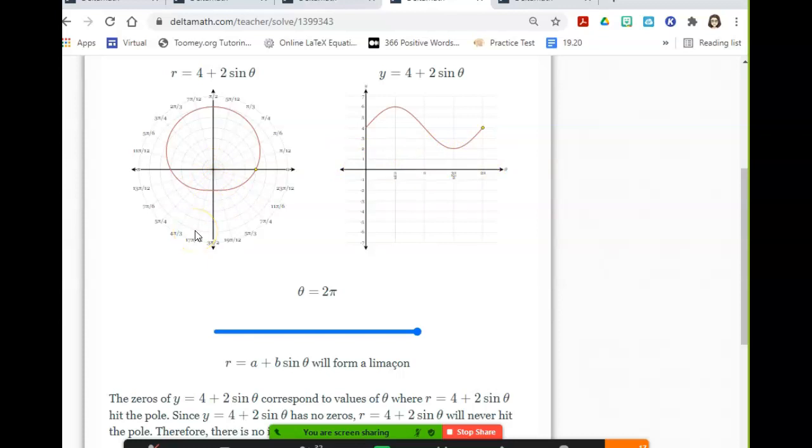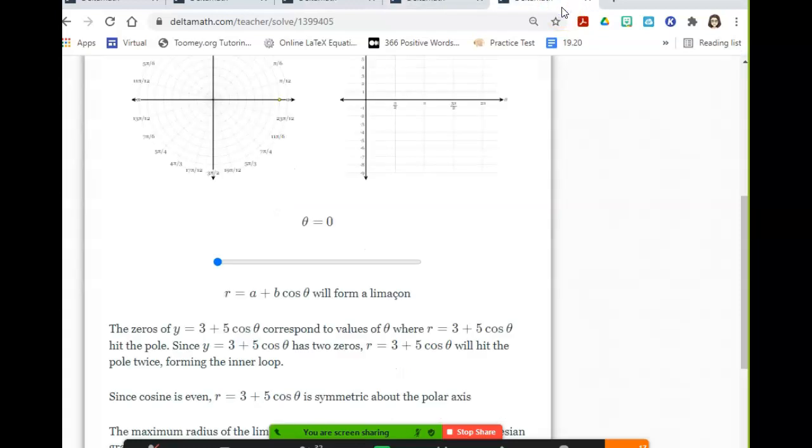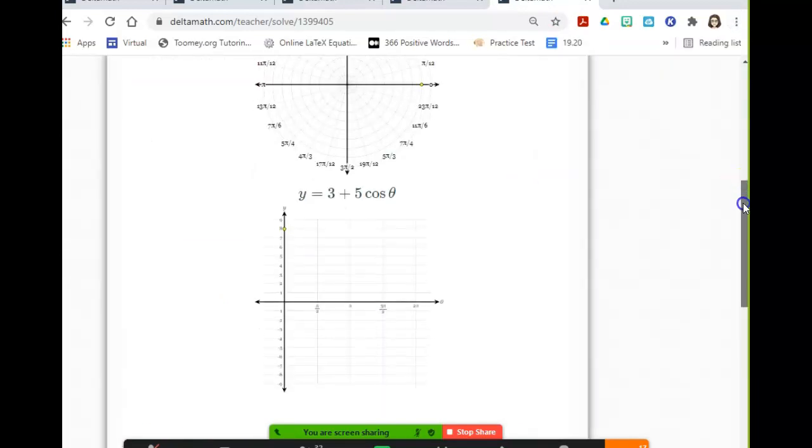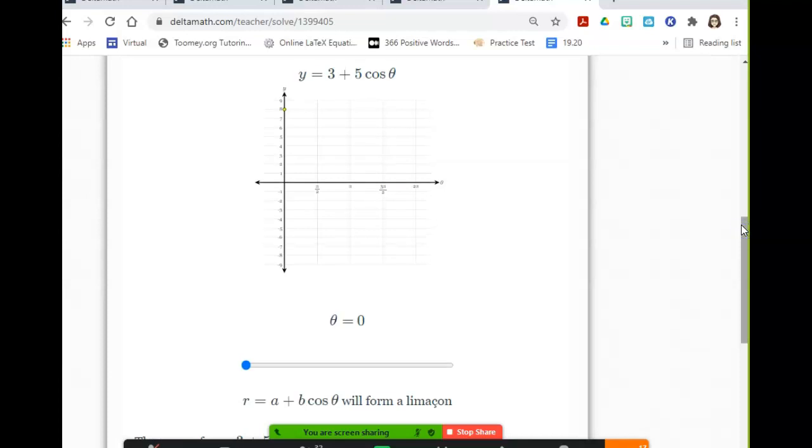Okay, make sense? So the only one we haven't looked at yet is the one with the inner loop. So what do you think, rectangular-wise, because we got a cosine function, amplitude is 5, vertical shift is 3. What do you think is going to happen with this graph when I graph it that might be different than the other ones?